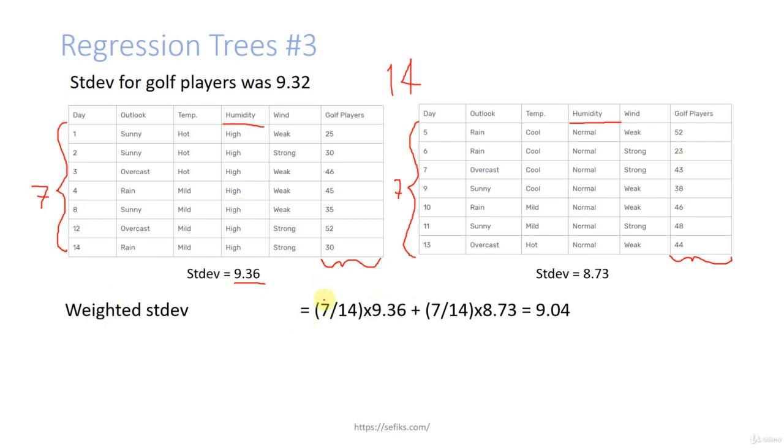Here, the probability of the first sub data set is equal to 7 over 14 times its standard deviation value, plus the probability of the second sub data set, which is equal to 7 over 14 times its standard deviation value, and it's calculated here.